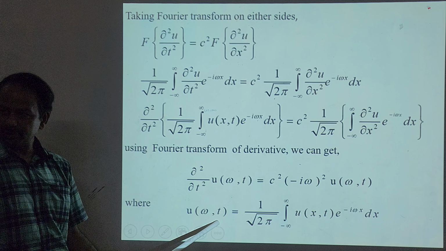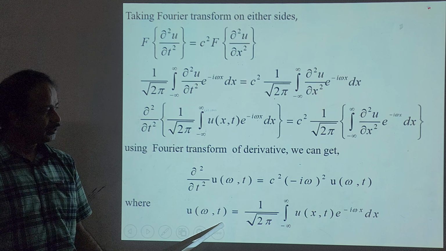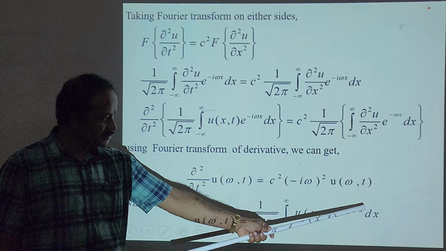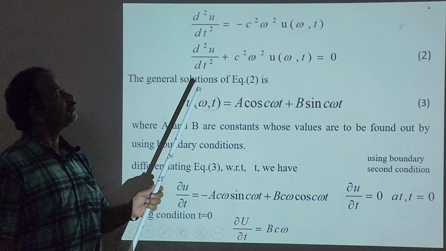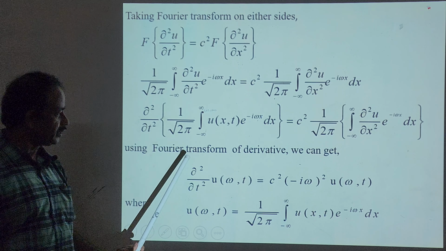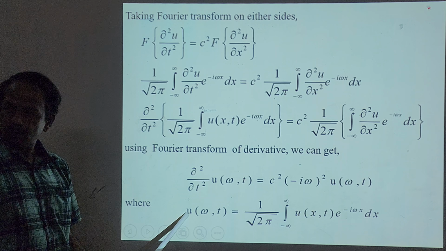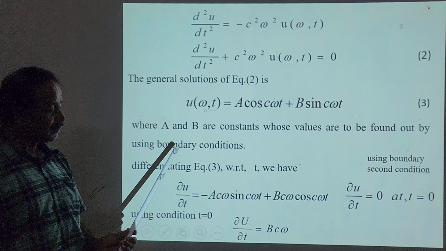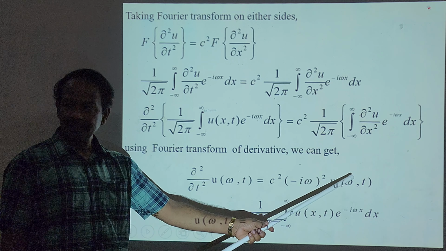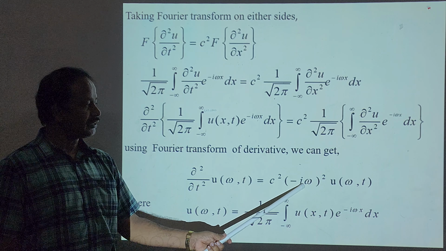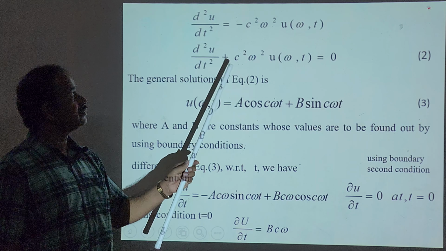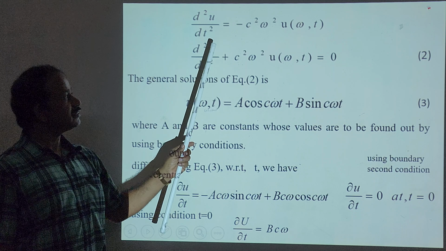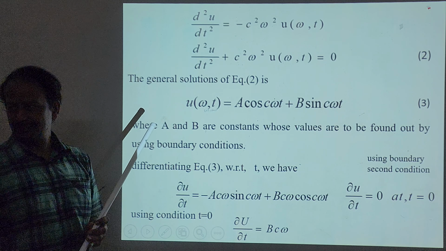The Fourier transform of this will be u of omega comma t. So we are going to replace this term as u of omega comma t, and this term as u of omega comma t. So we have d squared u by dt squared, which we replace with d squared of u of omega comma t by dt squared. And the right hand side we have already found out. Right hand side is nothing but c squared times minus i omega whole square u of omega comma t. See here. Now you just take this term to the left hand side, and you will get an expression which is equal to 0.